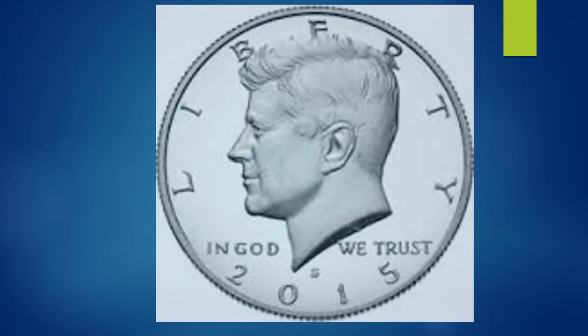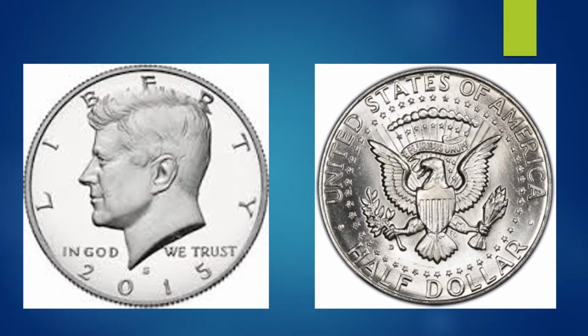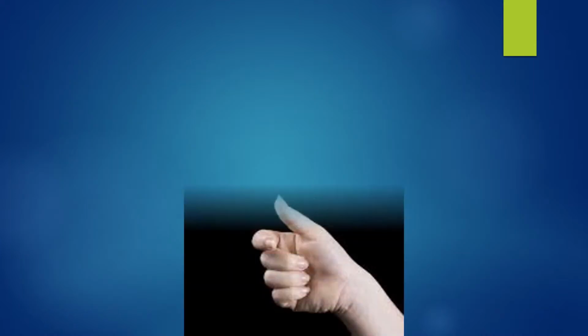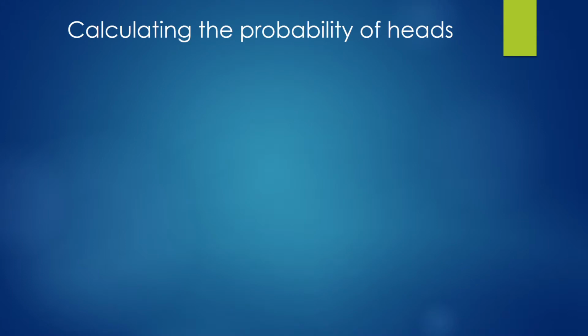Let's use a coin for our first example. As we know, a standard coin has two sides. One side is heads and the other is tails. If a coin is tossed into the air, it has the same chance of landing on either side. We can thereby calculate the probability of the coin landing with the heads side facing up.